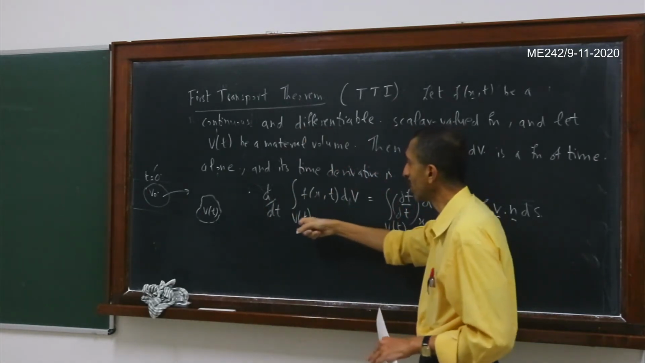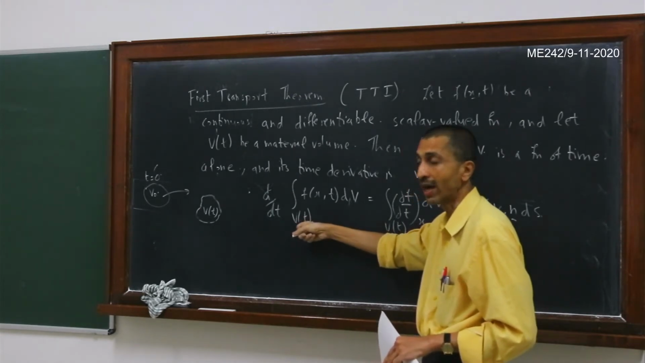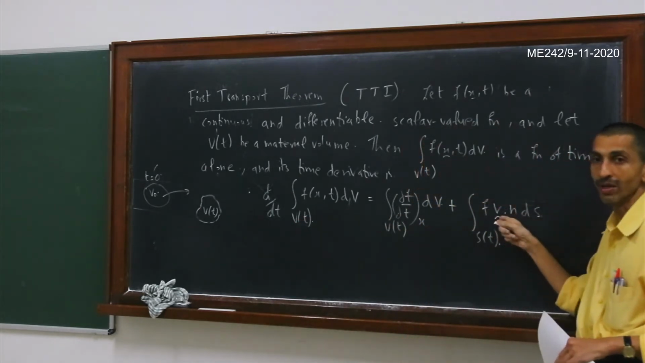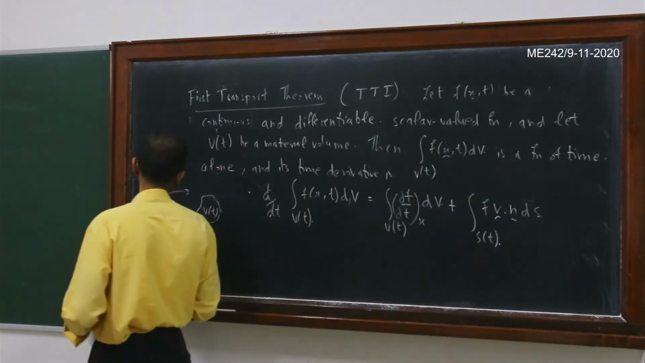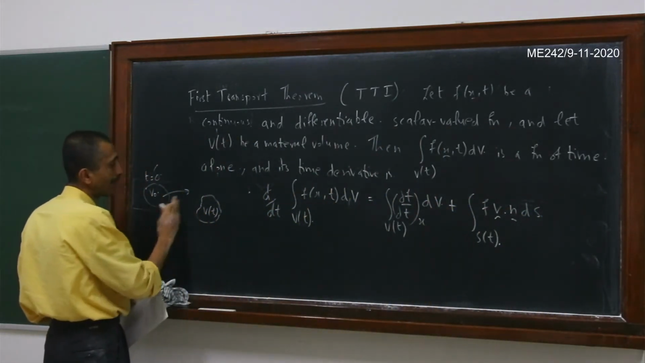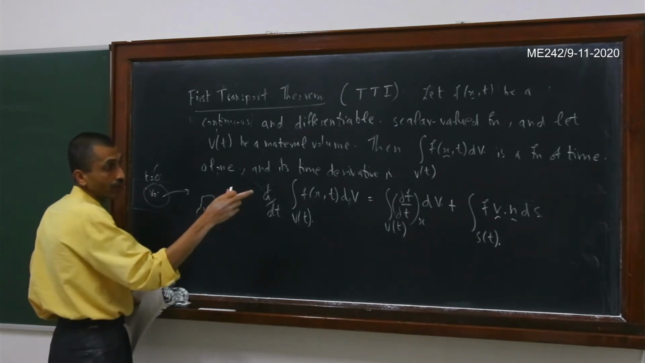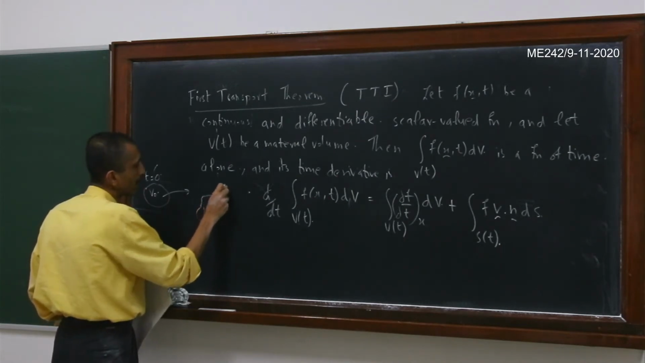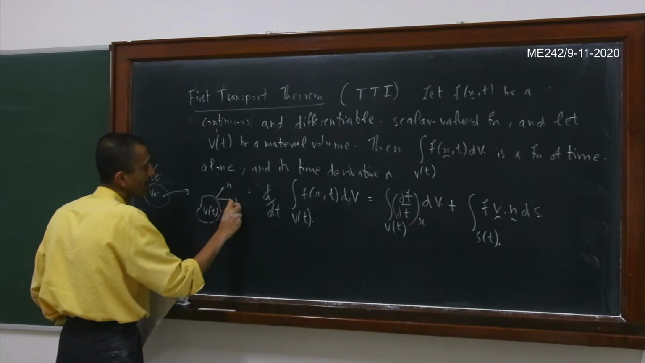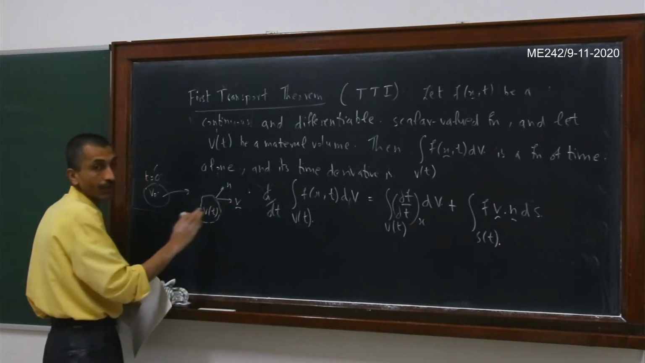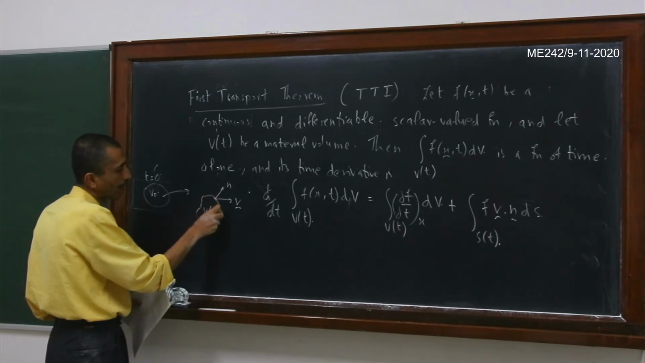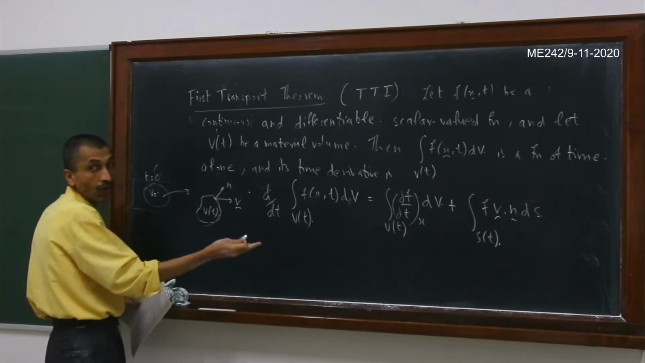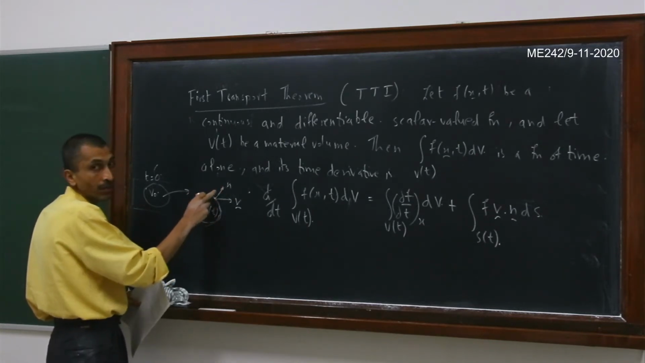But now because v of t is changing with time, you get this additional term here. Now what is this v and what is this n? As I said, there is nothing entering and nothing leaving, so this velocity is actually the velocity of this surface itself, as it is evolving. This velocity is the velocity of every particle on this particular surface as it evolves, and n is the unit normal to that surface.